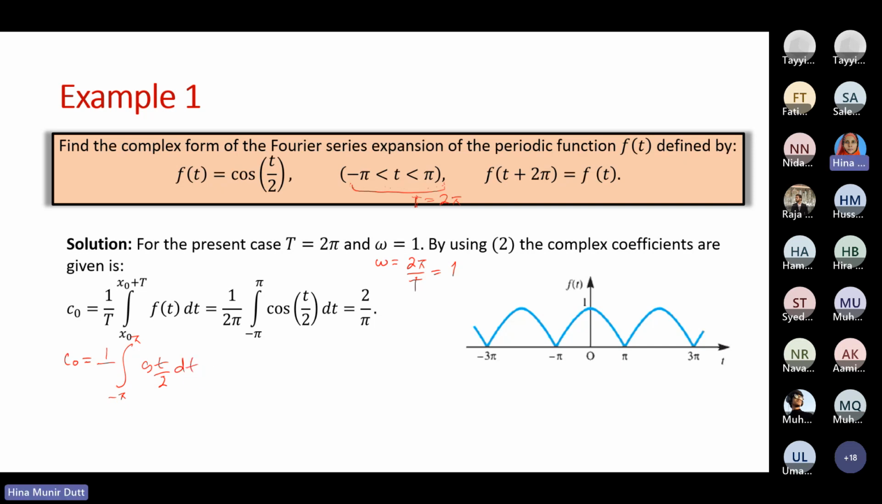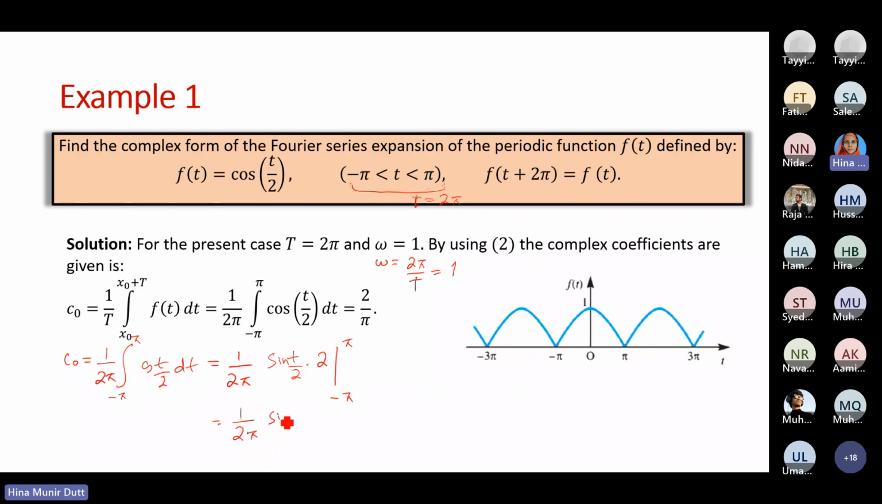When t is equal to 2 pi, so 1 over 2 pi. The integral of cos of t over 2 is sine of t over 2 divided by the derivative of t over 2, which is 1 over 2. That is, I have to divide it by 1 over 2. Dividing by 1 over 2 means I have to multiply it with 2. The interval is from minus pi to pi, 1 over 2 pi.